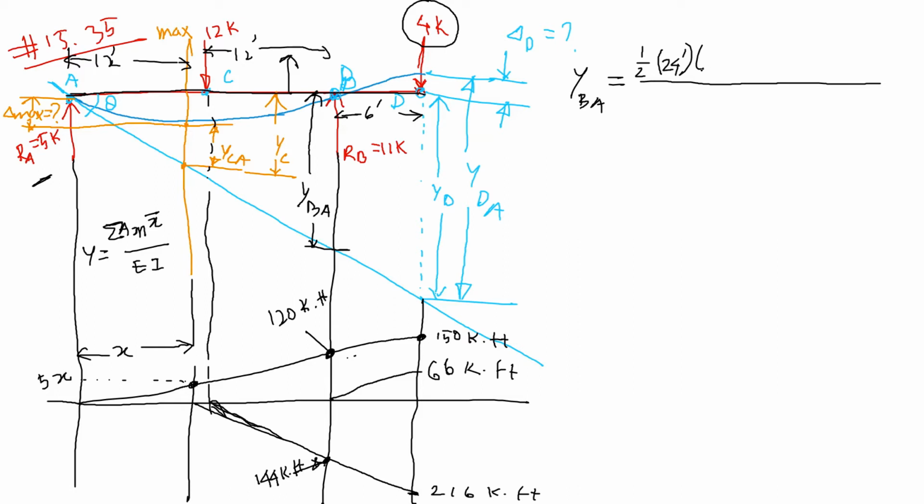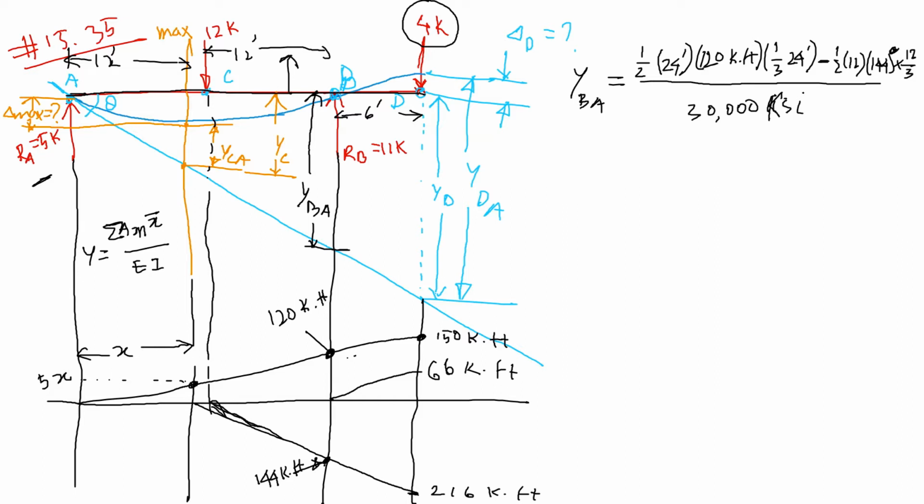So for the triangle, for that 5k load, I can write half times base 24 times 120k-feet times the centroid distance. Now the centroid distance is calculated from point B, so it is 1/3 of 24 feet, minus, because the area is under the curve, half times base 12 times 144, times 1/3 of 12, all divided by EI.